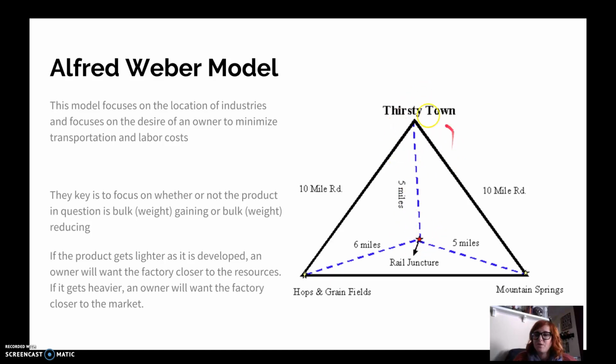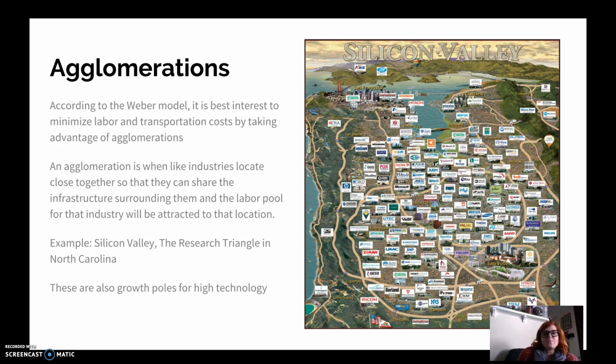If you couldn't put it so close to the town, then like here, you can put it right on the train if you have the factory right next to the tracks, and then it goes straight to the town, rather than having to go from your resources, then to the rail juncture, then to Thirsty Town. Does that make sense? So that would be the smartest place to put that kind of factory. I will go over this more in class, don't you worry, but I do want you to get an idea of it. Okay.